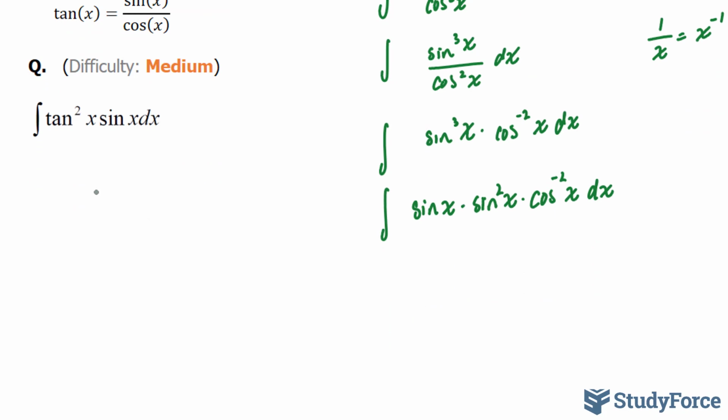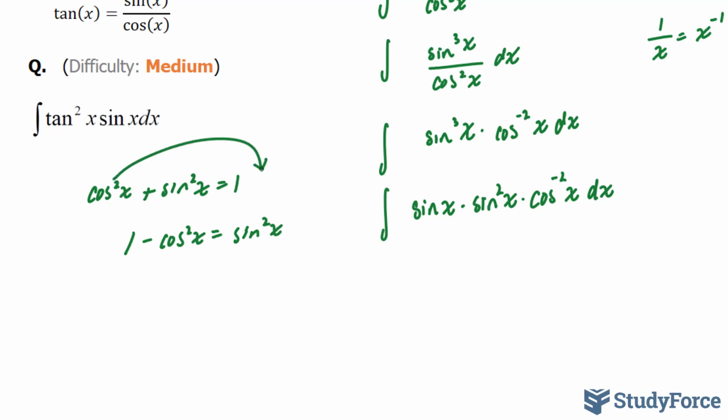Now remember the identity cosine squared x plus sine squared x is equal to 1. I'm going to change sine squared x into 1 minus cosine squared x, which is equal to sine squared x. I just took this over, and so I end up with sine x times bracket 1 minus cosine squared x, cosine to the power of negative 2x dx.